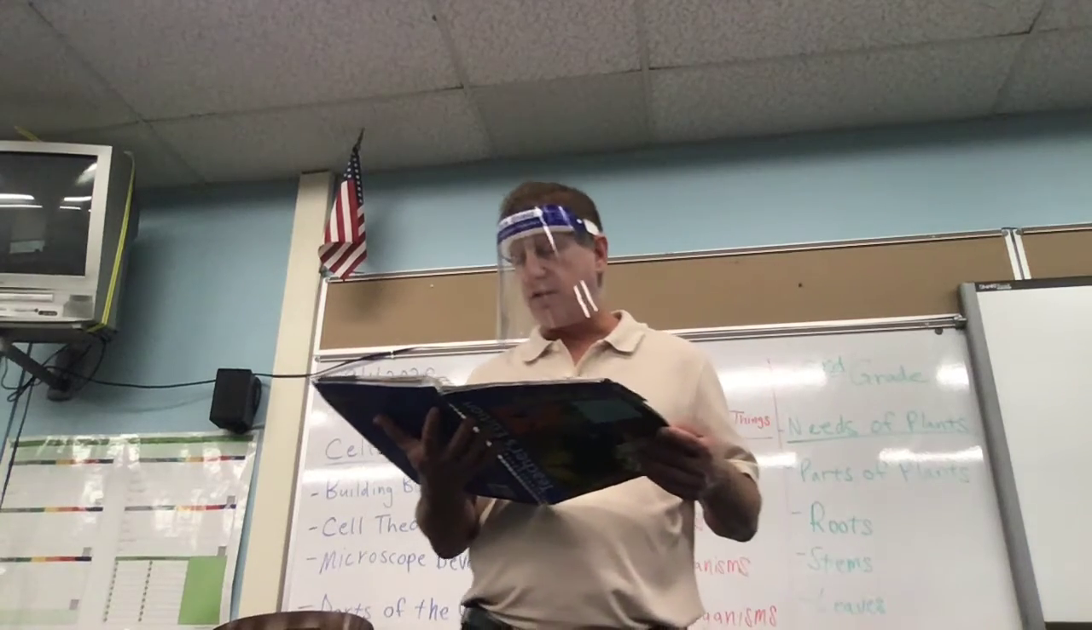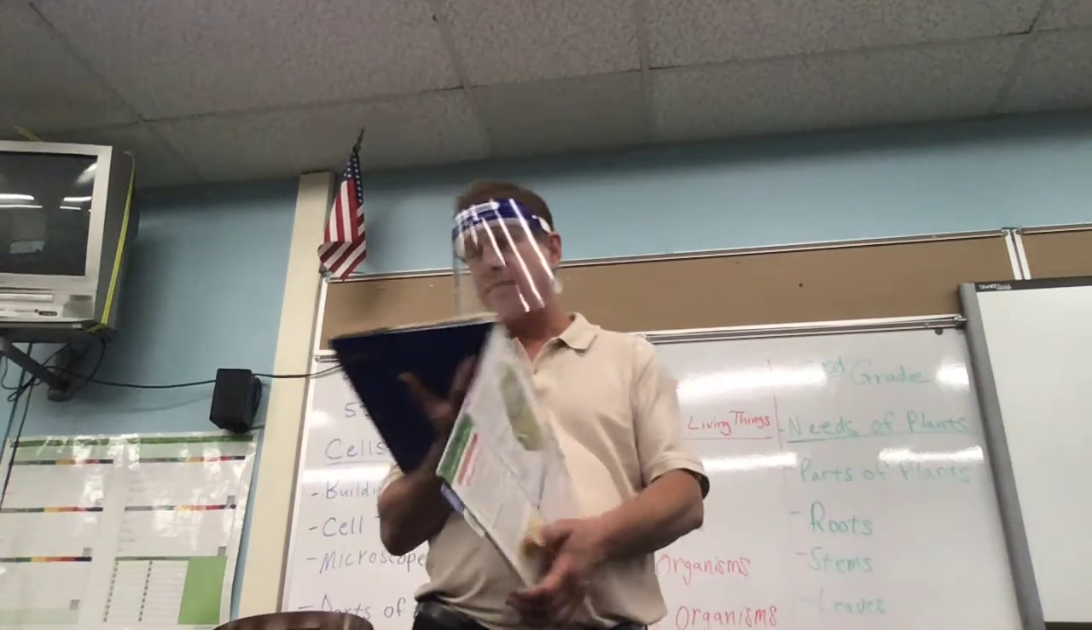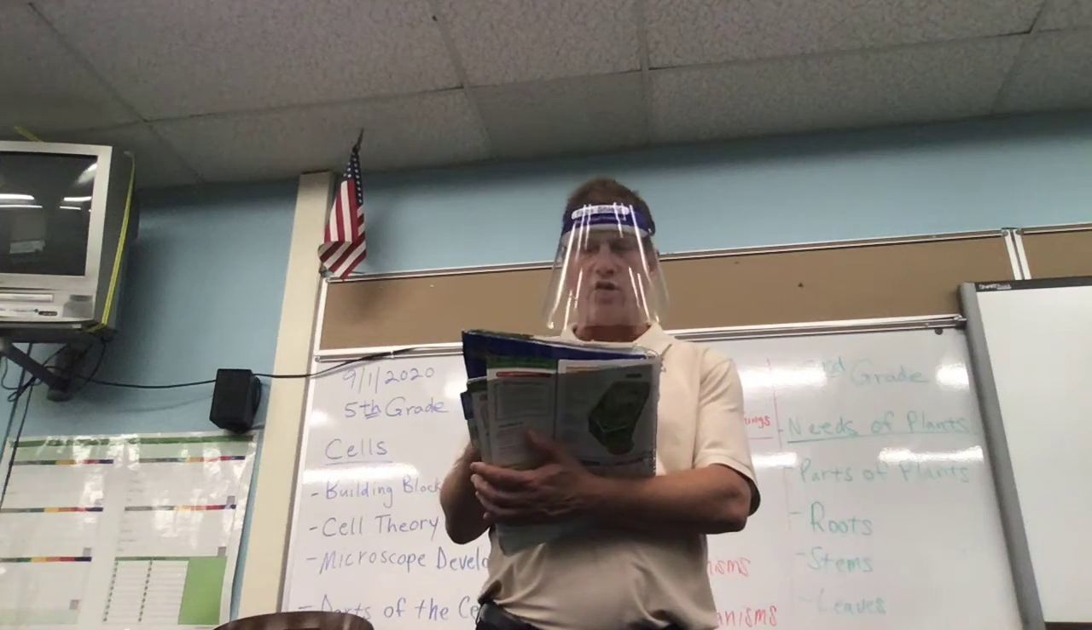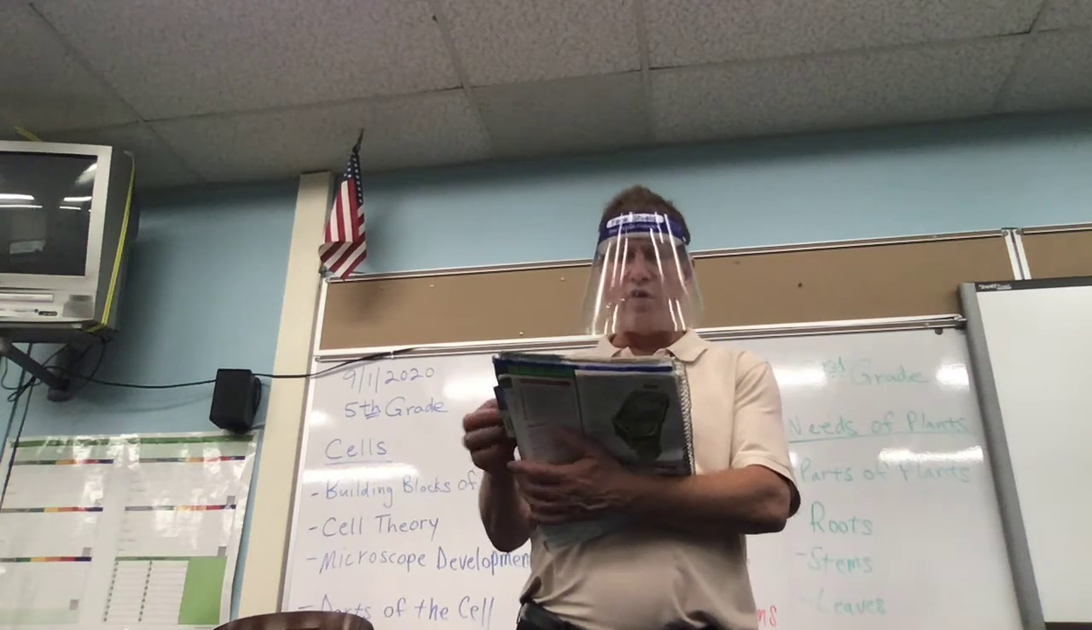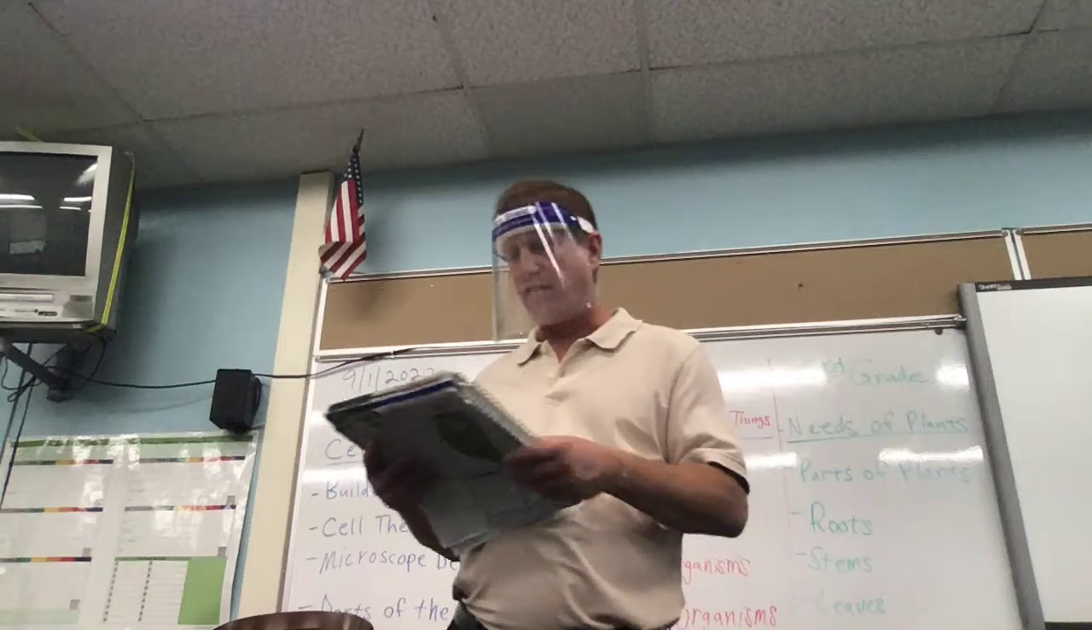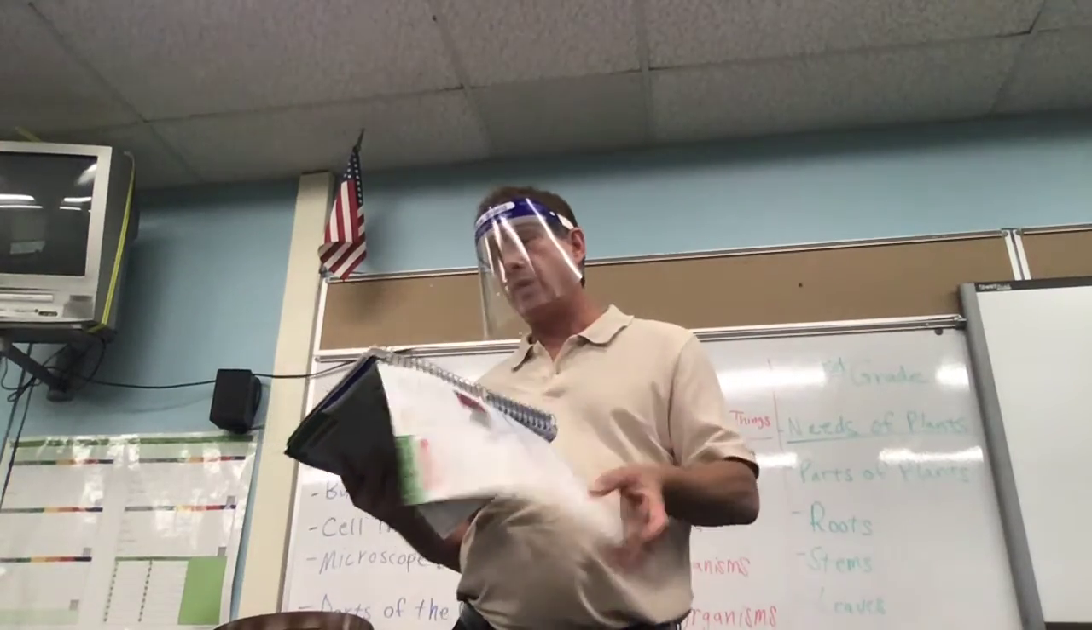Cytoplasm is a jelly-like material that fills the cell. The other parts of the cell float in the cytoplasm. Vacuole is a storage container for food, nutrients, or wastes. Animal cells have many small vacuoles.